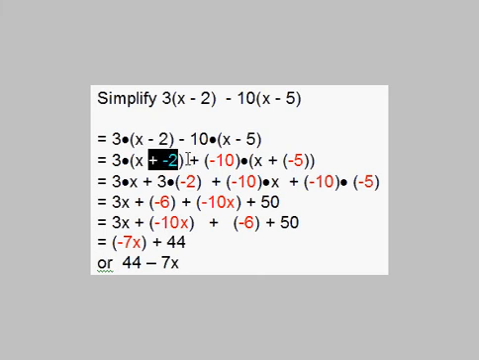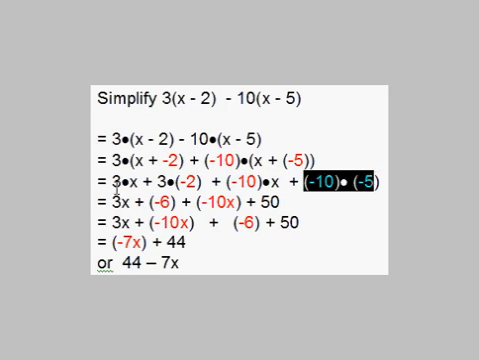Now, minus 2 is replaced with plus negative 2. Minus 10 is replaced with plus negative 10. And the minus 5 is replaced with plus negative 5, much like we did in the previous problem. Now we apply the distributive property. We get 3 times x plus 3 times negative 2 for the first part of the expression. Then we have negative 10 times x plus negative 10 times negative 5.